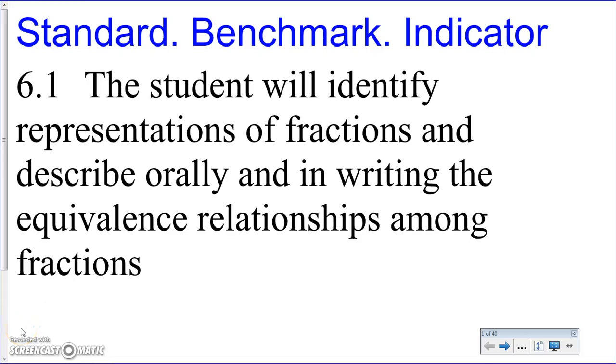Today we are beginning our fractions unit. Please copy down the standard benchmark indicator on a clean page in your math notebook. The student will identify representations of fractions and describe orally and in writing the equivalence relationships among fractions.